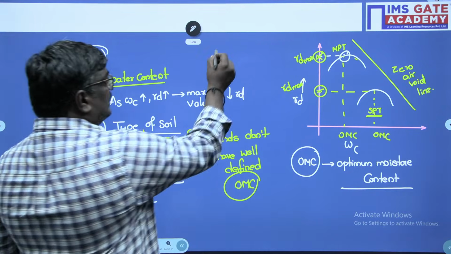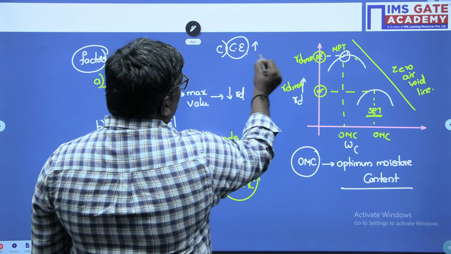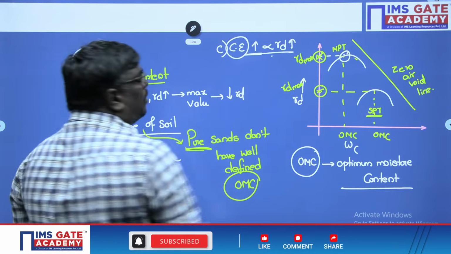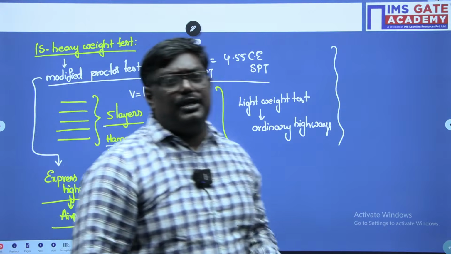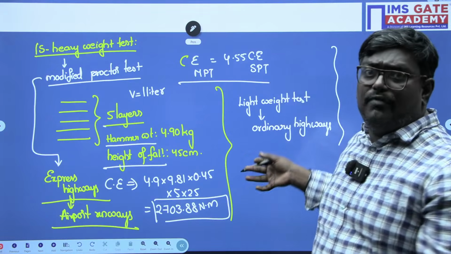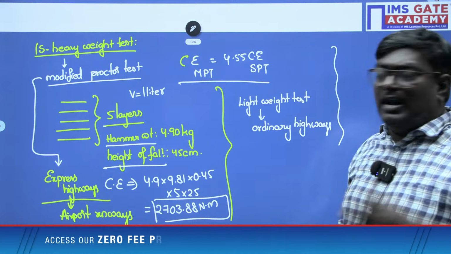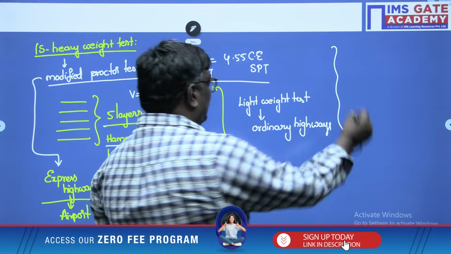Next important thing is compactive effectiveness. As I told you, as compactive effectiveness increases, dry density increases, and obviously the amount of compaction will be increased. And one more important point I would like to tell you here, students: whether it is a modified Proctor test or a standard Proctor test, the volume is 1 liter. You can write this as a note or a practical application.